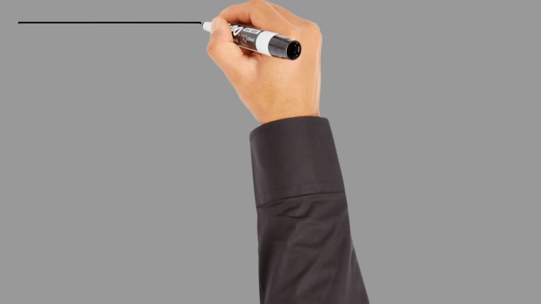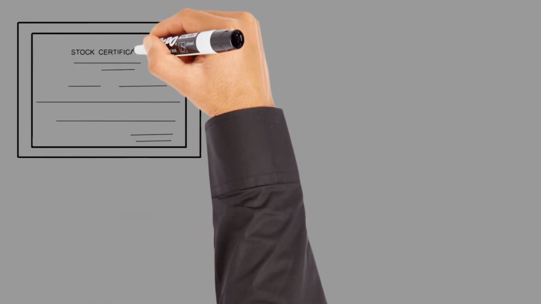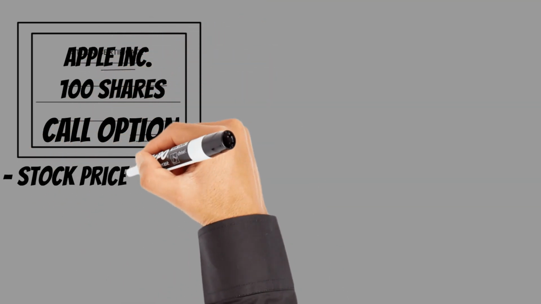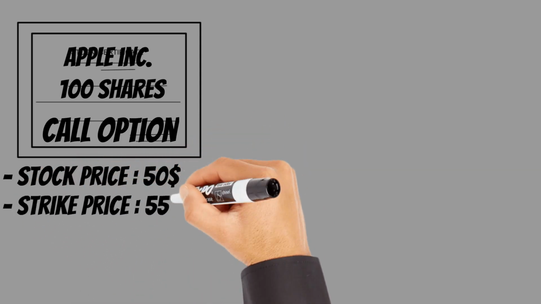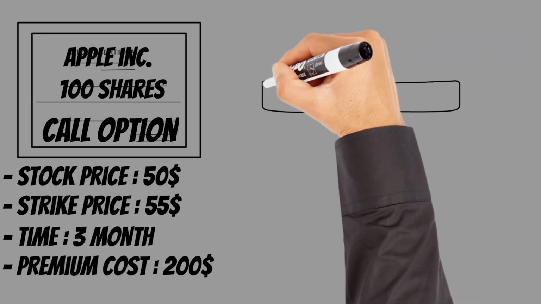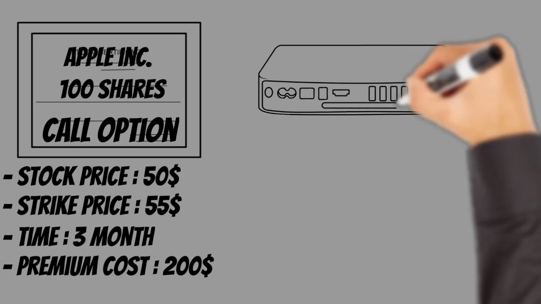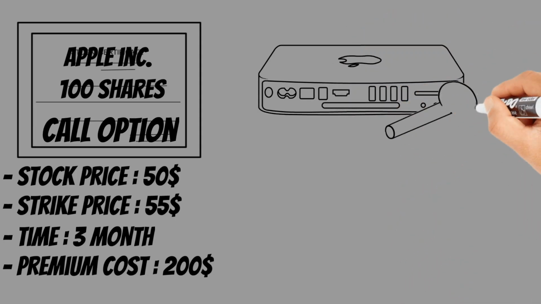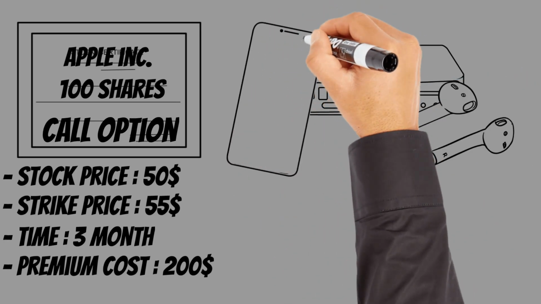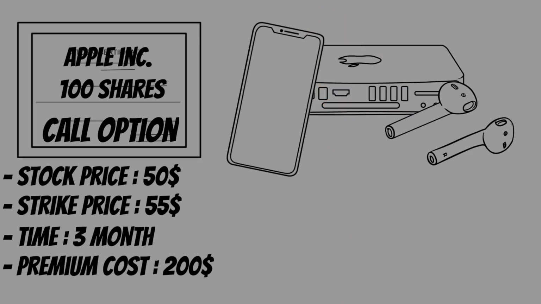Here is an example. Suppose you are interested in purchasing call options for a company called Apple. The current market price of Apple is $50 per share. You believe that the stock price will increase in the next 3 months due to positive industry trends and upcoming product launches. You decide to purchase a call option contract for 100 shares of Apple with a strike price of $55 and an expiration date 3 months from now. The premium for each option contract is $2, meaning you would pay a total premium of $200, 100 shares times $2, to the seller of the option.